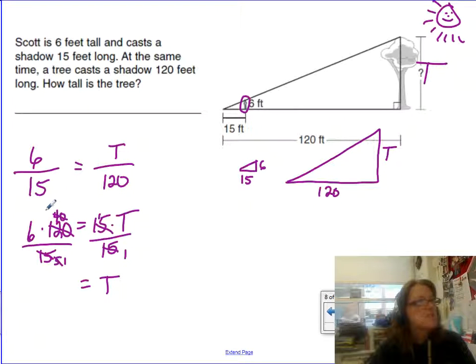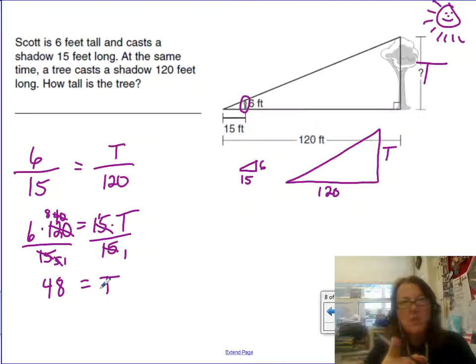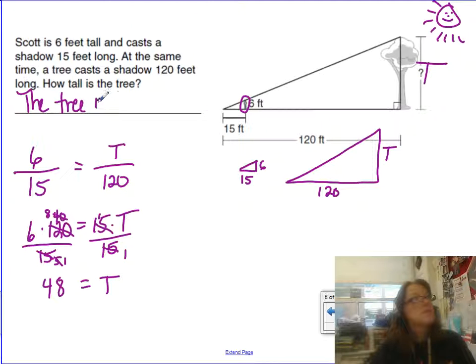5 goes into 40 8 times. 6 times 8 is 48. Sweet. Check me on your calculator. Is that what you got? All right, so how tall is the tree? The tree is 48 feet tall.